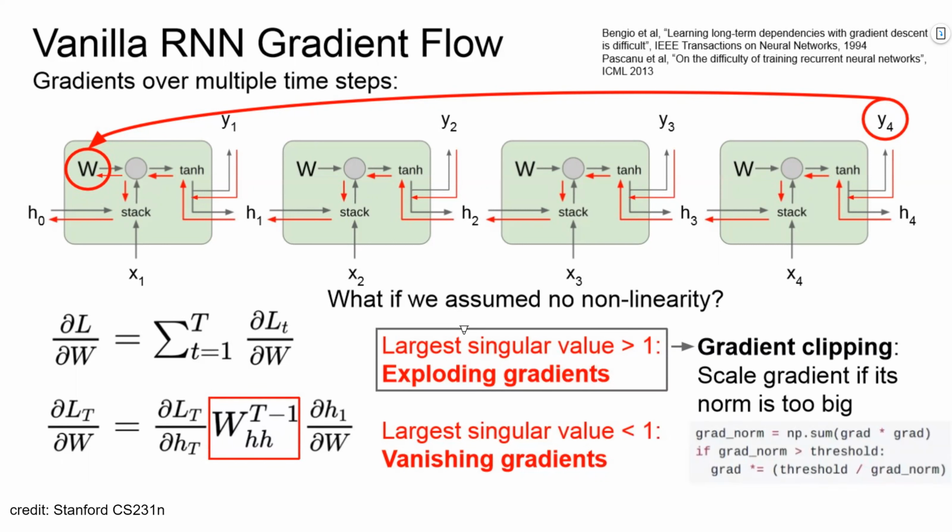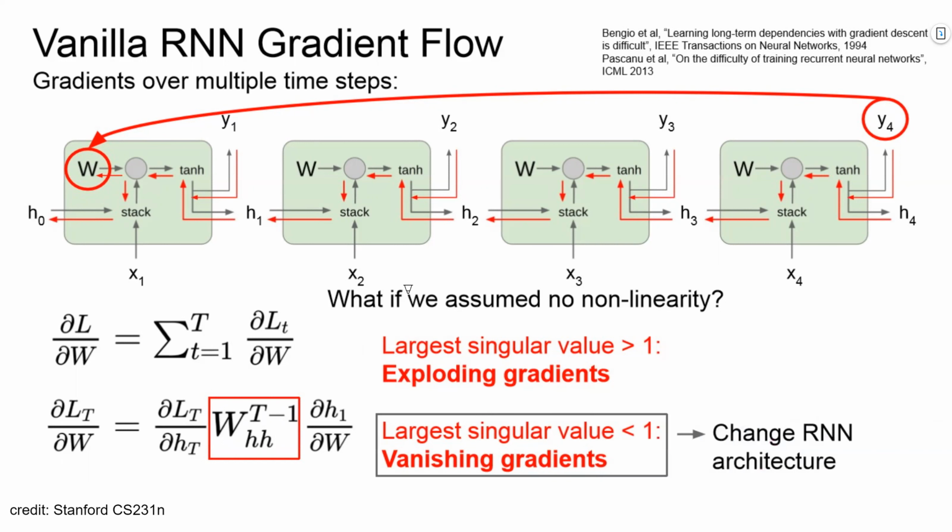And these two cases are called exploding gradients and vanishing gradients. And to resolve the issue of gradient exploding, we introduced gradient clipping. Therefore, we can solve this problem quite easily. Then what about vanishing gradients? We need to change the architecture of RNN to resolve the issue of vanishing gradients.